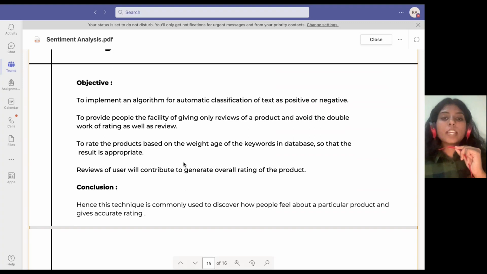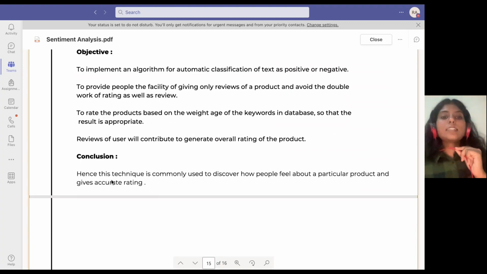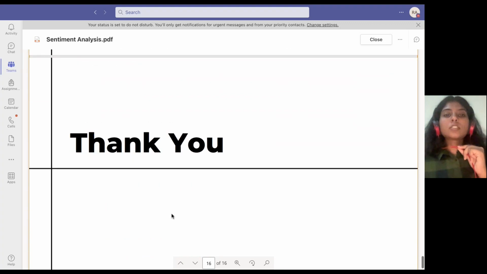To rate the product based on the weightage of the keywords in the database so that the result is appropriate. The review of the user will contribute to generating the overall rating of the product. So this will give an accurate rating and will also reduce the work of the user. Conclusion. Hence, this technique is commonly used to discover how people feel about a particular product and gives an accurate rating. So this is all about the project.